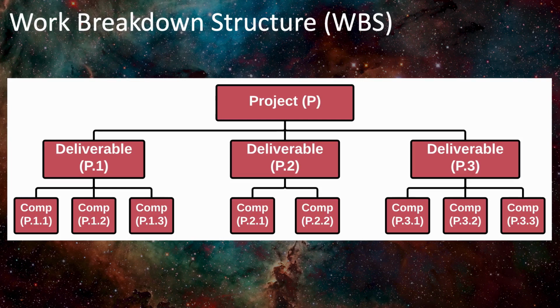Here's an example of a very simple work breakdown structure. It's not nearly complete enough for a real project, but just for illustrative purposes, we'll go with this one. The work breakdown structure is a hierarchy. In this case, it's represented as a tree diagram. At the top of this tree, you have the project itself. Below that, you have a layer or level of deliverables.